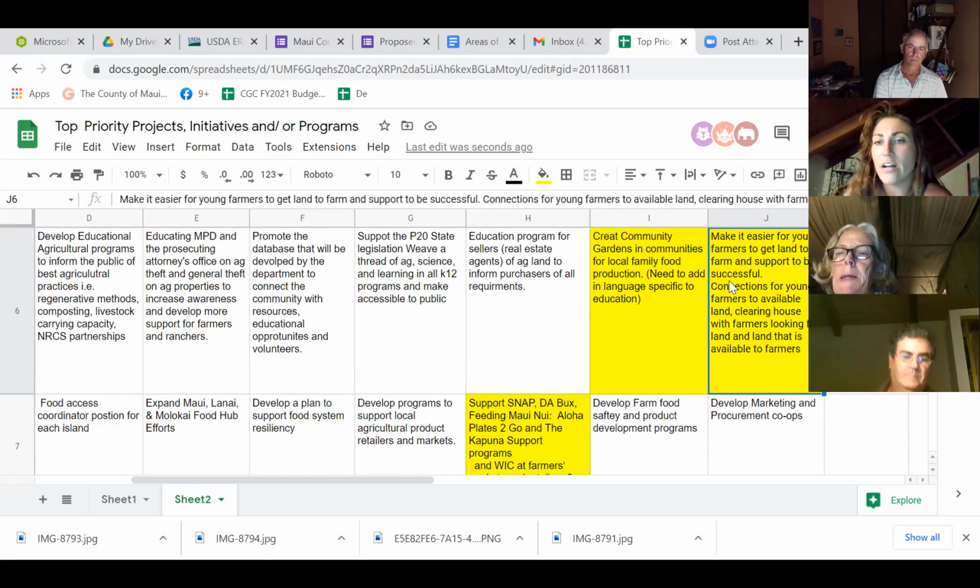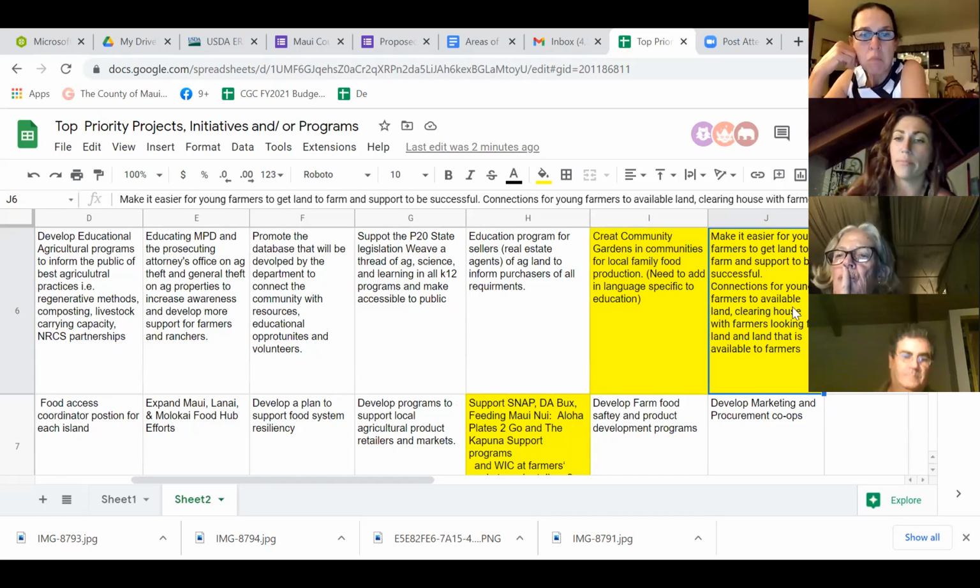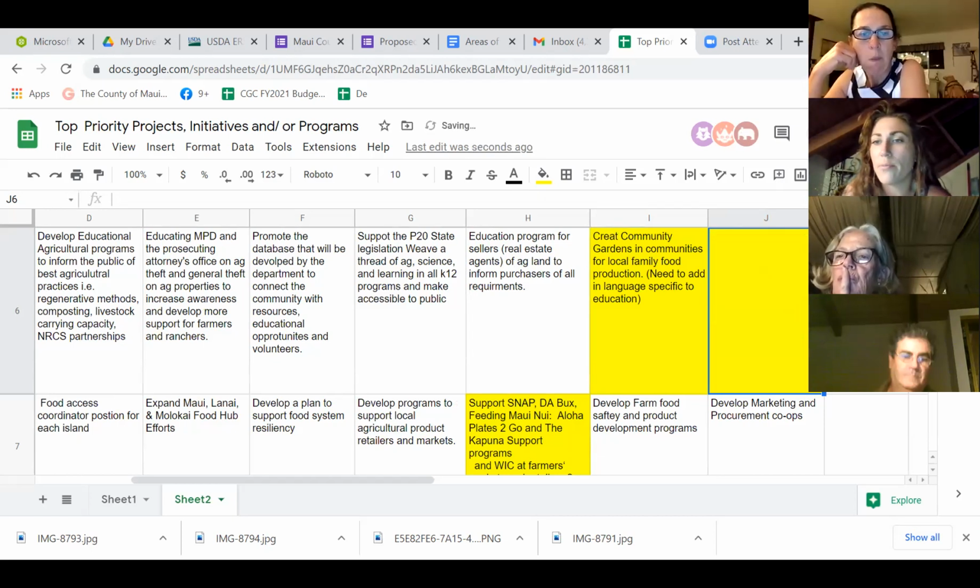Make it easier for young farmers to get land and support to be successful. Connection for farmers to available land. Oh, that was a clearinghouse. Can I take that one out? Yes, thank you. I can take that one out, okay. And then provide education on the previous community studies and plans that address ag-related water issues and best practices for water usage and technologies.